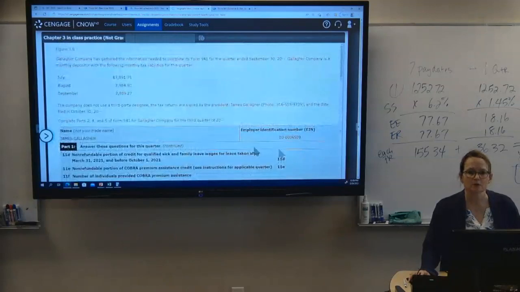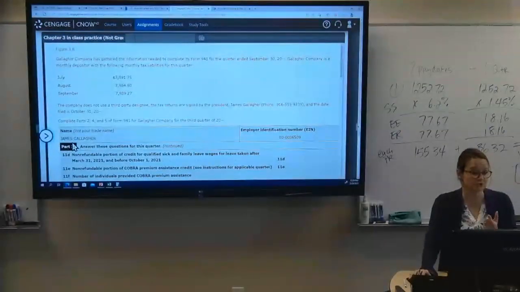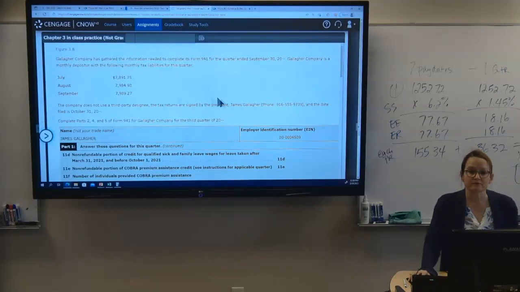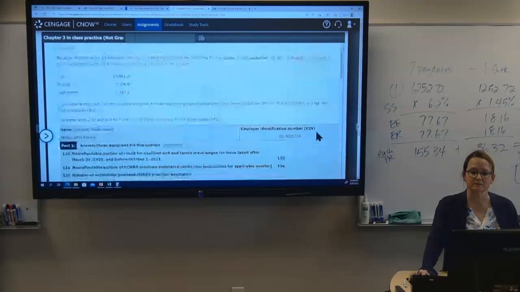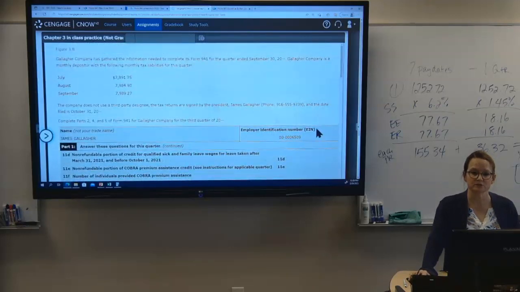Okay, so this is the information. They are a monthly depositor, this is Gallagher. And now they're giving us the information about when the deposits were made. So they've gathered the information needed to complete 941. They are a monthly depositor, with the following monthly tax liabilities during this quarter. So we already filled out the rest of the 941. We've got to enter this information in.